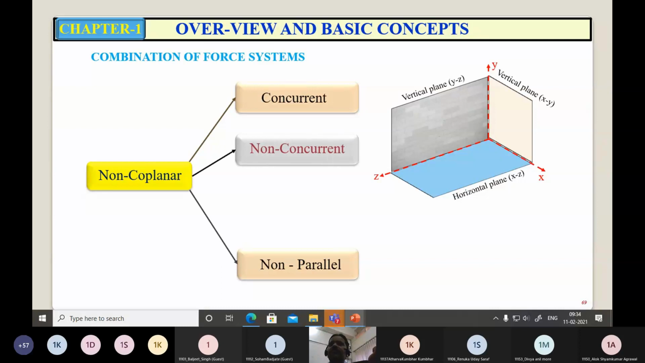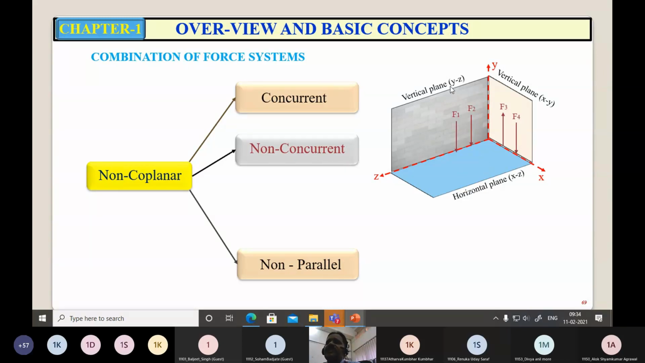Now, non-coplanar, non-concurrent. See here, F1, F2, F3, F4. Four forces are acting in total. I am considering these four together as a system.